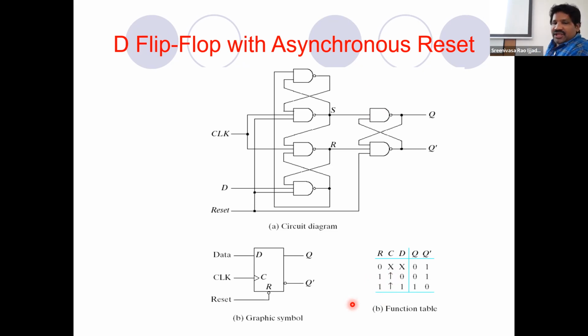Clear? If the D is 0, Q is 0. As is, the main functionality of the D flip-flop is the same thing: the input should appear at the output. So simply, whatever the input, that should appear at the output. That is called the D flip-flop. Some delay will be there.